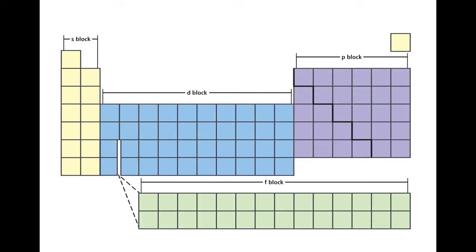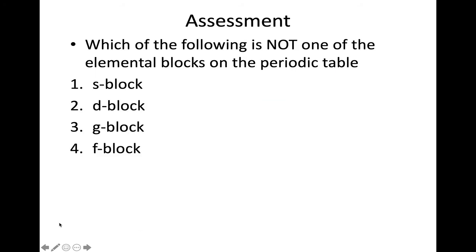So again, that's the series: S block, D block, P block, F block. Helium belongs over here in the S block when we're talking about electron configuration for valence.